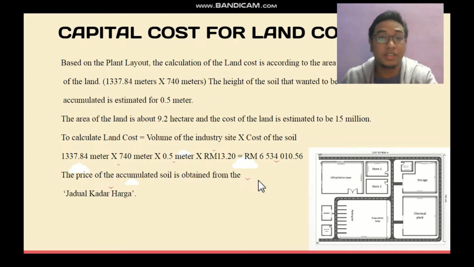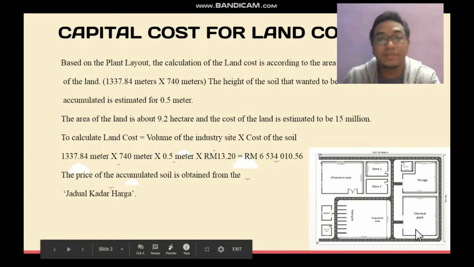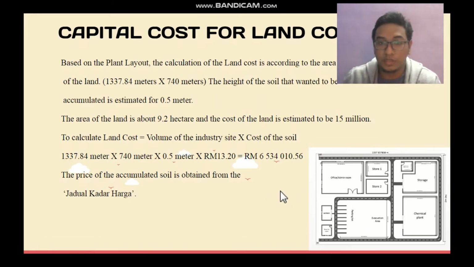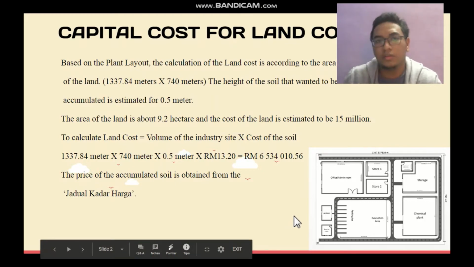Hi, my name is Mohammad Nazrin and I will continue on capital cost for land cost. Based on our plan layout here, the calculation of the land cost is according to the area of the land, which is 1337.84 meters times 740 meters. The height of the soil that wanted to be accumulated is estimated at 0.5 meter. The area of the land is about 9.2 hectare and the cost of the land is estimated to be 50 million. To calculate land cost, first we must multiply the volume of the industry site with the cost of the soil.